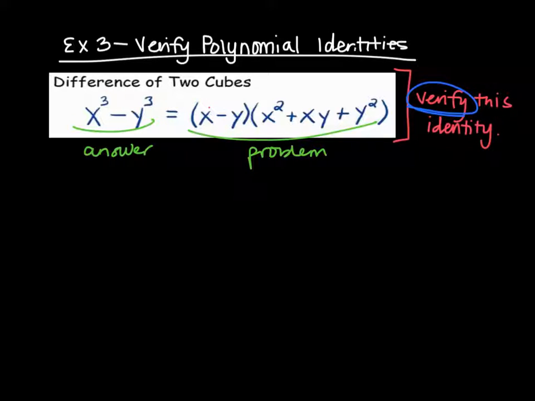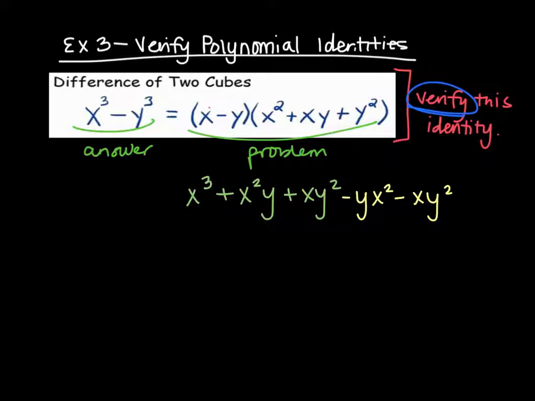Okay, so when I distributed my x, this is what I got: x to the third plus x squared y plus xy squared. When I multiply my y, I'm going to get negative y x squared minus xy squared minus y to the third. All right, now we just need to look and combine like terms.